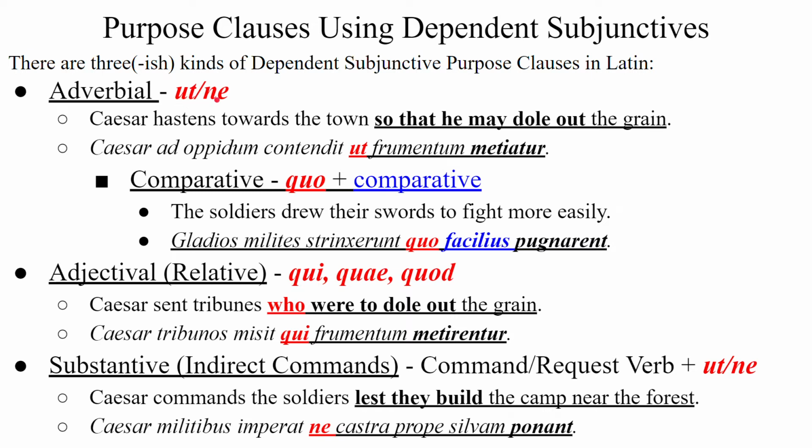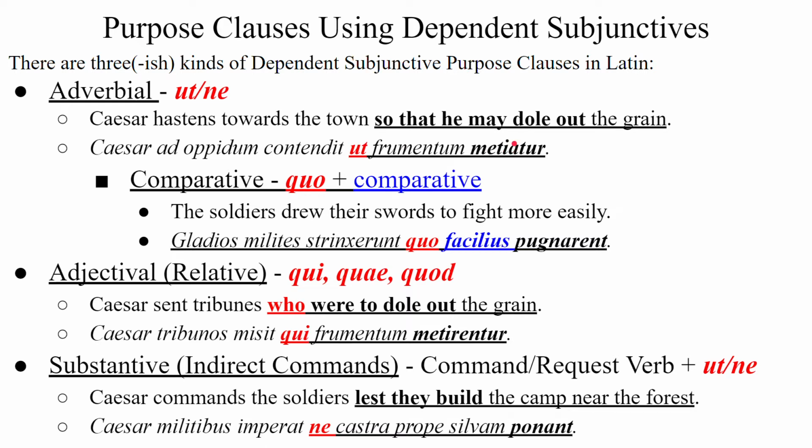For example, Caesar ad oppidum contendit. Caesar hastens to the town. Why does he do that? For what purpose? Why, being an adverb, is going to be answered by an adverb, in this case an adverbial clause, an adverbial purpose clause. That's why it's called an adverbial clause. Why does Caesar hasten to the town? So that he may dole out the grain. Ut, so that, frumentum metiatur.